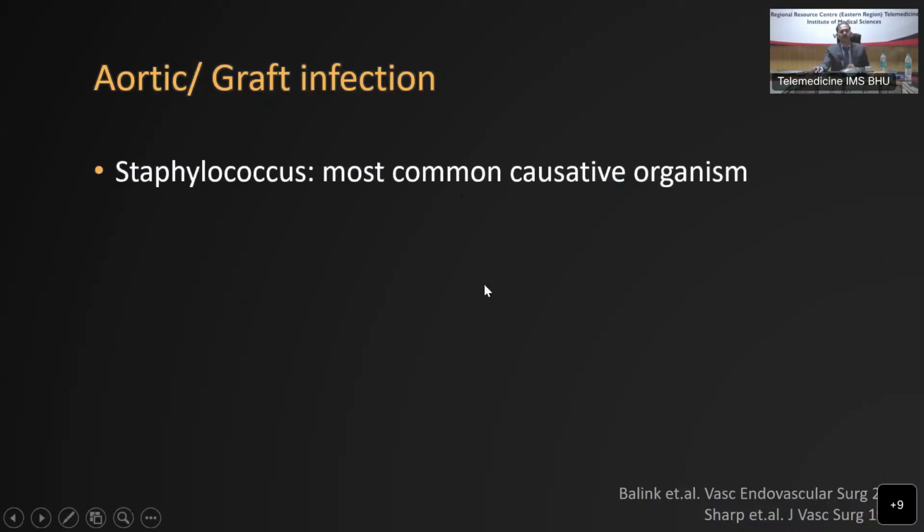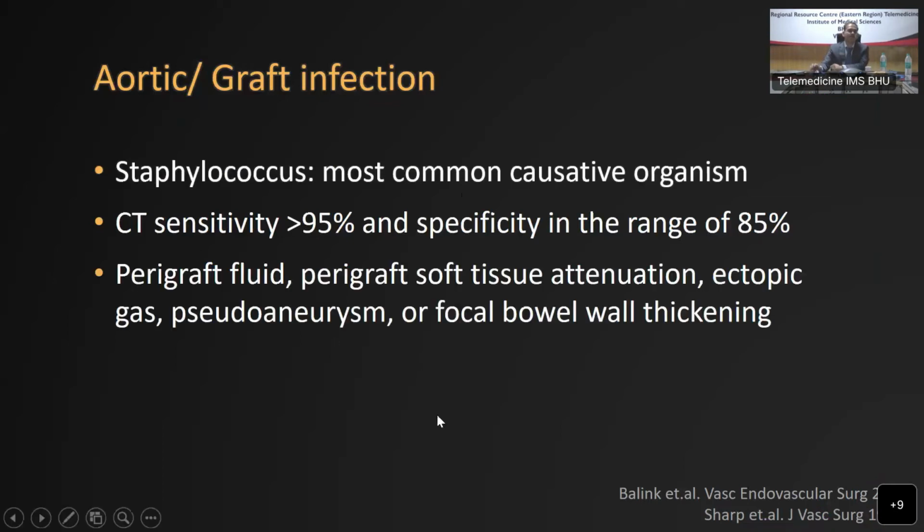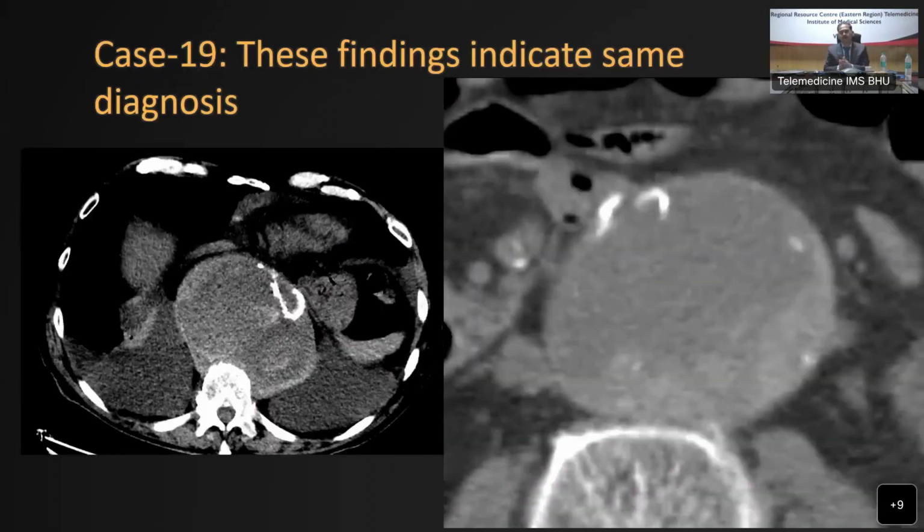So looking at the summary of aortic graft infection, Staphylococcus is the most common causative organism. CT is very, very good for picking up graft infection, particularly with sensitivity of greater than 95% and specificity in the range of 85%. Perigraft fluid, perigraft soft tissue attenuation, ectopic gas, pseudoaneurysm, or focal bowel wall thickening are the findings we look for in setting up graft infection. Perigraft air can be seen up to 1 week, but beyond that, it should really resolve. And if you see air, always look for history of gas-forming organism in setting of high-grade fever.